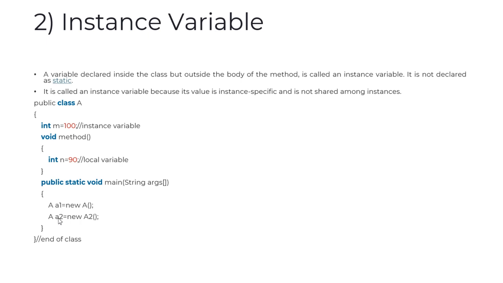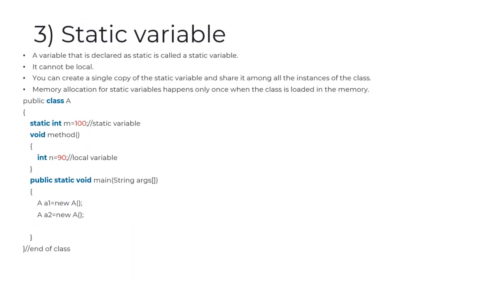When we create an a2 object, again this variable is created with the value 100 in memory. So an instance variable belongs to an instance. Every time you create an instance, this variable will be created inside that instance. An instance variable cannot be declared as static. We will see why, by looking at what a static variable is.